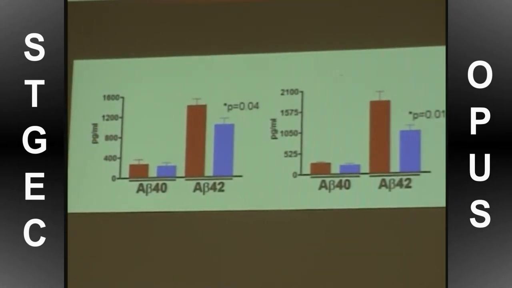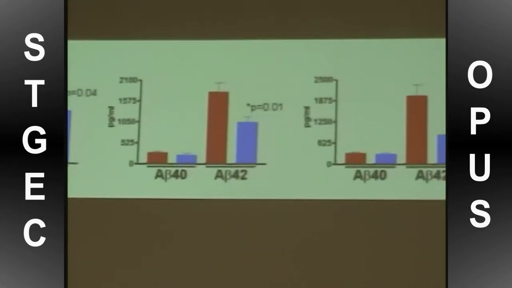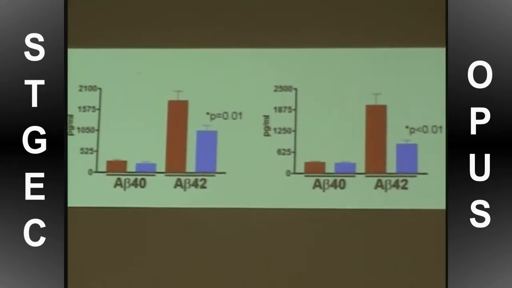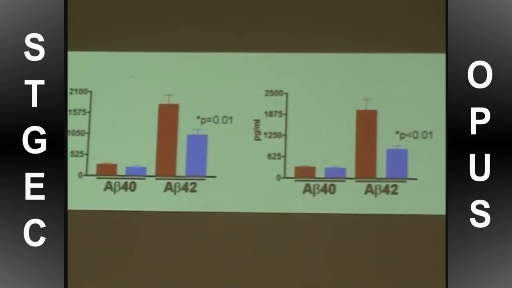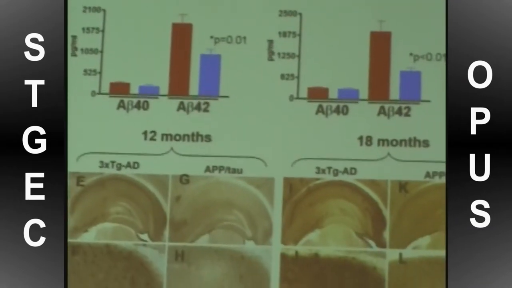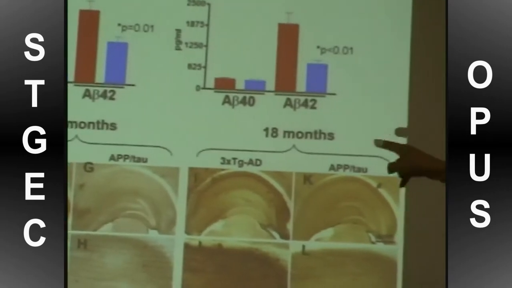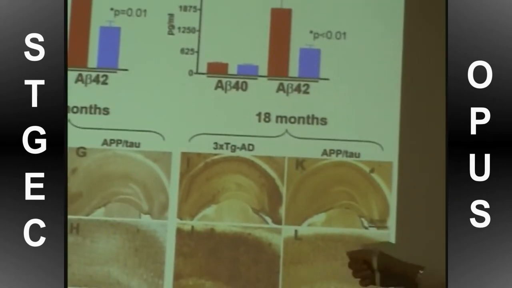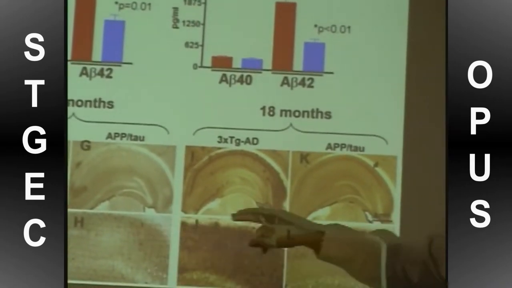And again, there is a selective decrease in A-beta production. And no surprises here, because the mutation that we removed is known to increase A-beta production. When you look at the brain of these mice to see if A-beta deposits were affected by decreasing A-beta, again, you can see an age-dependent effect.